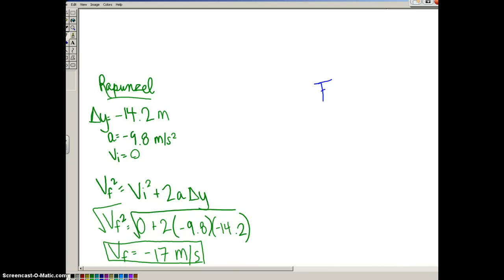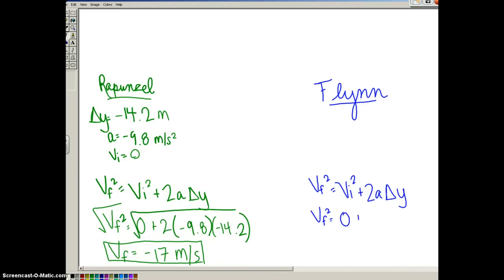Okay, to save you a little bit of time, we're going to assume that all the conditions for Flynn are the same, except for that he's going to fall from half of the delta y, because he's only going to fall from half of the tower. So we're going to use the same equation, VF squared equals VI squared plus 2A delta Y. And all we're going to really change is the delta y. So we'll place the numbers in there, and then you can run it in the calculator and see what you get. So if we do this, we'd say VF squared equals 0 plus 2 times negative 9.8 times negative 7.1 because it's only half.